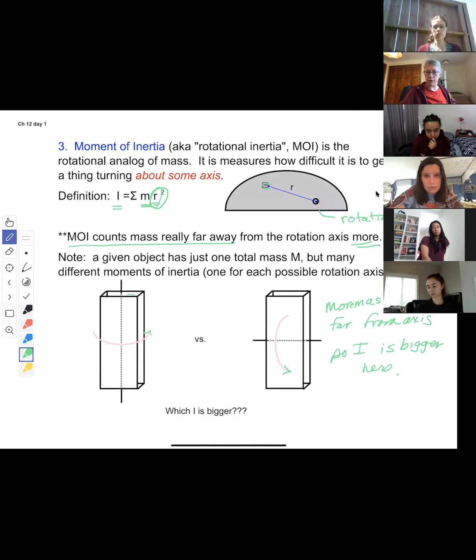So if you're looking at two objects and trying to compare, or looking at the same object but rotating it about a different axis, then you just think about which one has more mass farther away on average. And that will be the one with the bigger moment of inertia, okay?